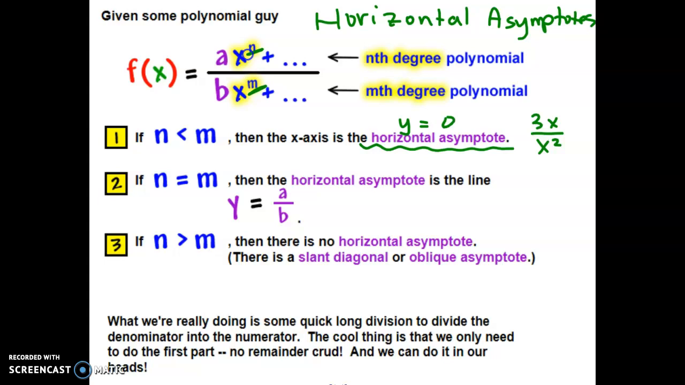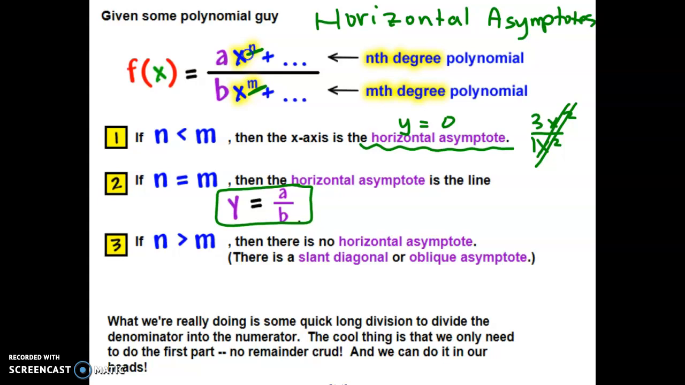Case 2 is where the powers are the same, so that's like 3x squared divided by x squared. Now if that's the case, your x squareds would cancel, so you'd just be left with the leading coefficients for your horizontal asymptote. So again, you're just looking at your front numbers and you would divide them to get your horizontal asymptote for case 2.